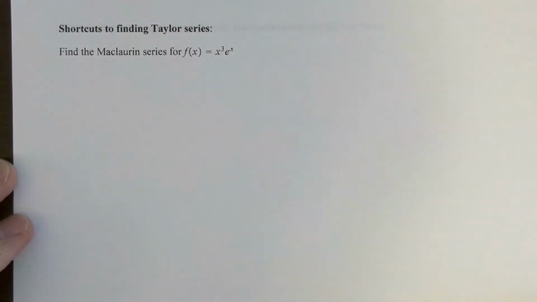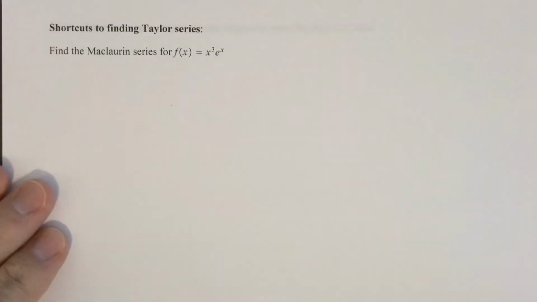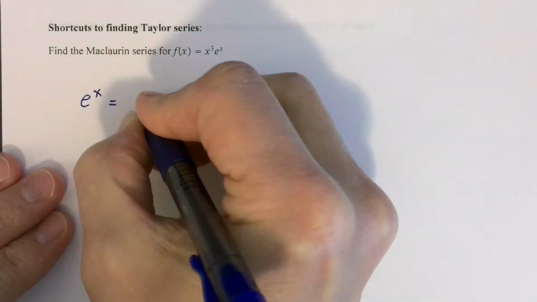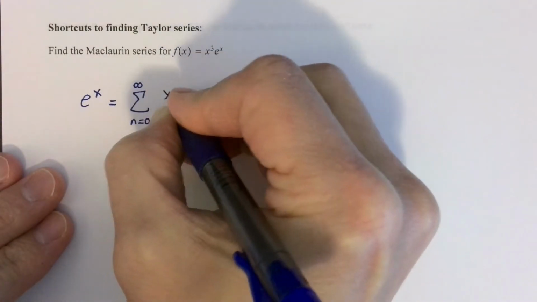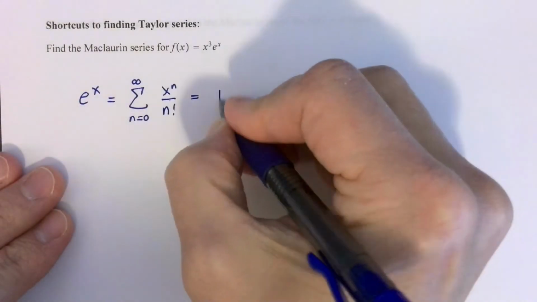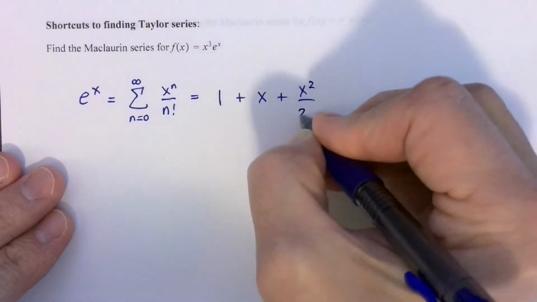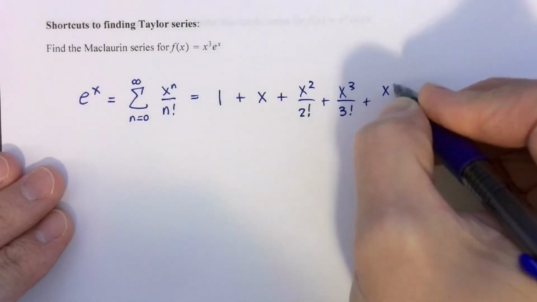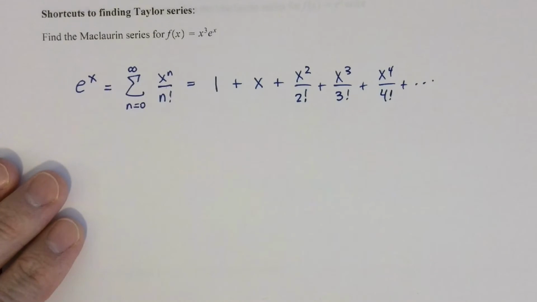So suppose I want to find the Maclaurin series for this function. Well, in the first video for this lecture, we already found the Taylor series for e to the x. Just rewrite it here to remind you of it. And listing out some of the first few terms: when n is 0, we get 1. When n is 1, we get x. Then we get x squared over 2 factorial, x cubed over 3 factorial, and so on. So there's our power series representation.